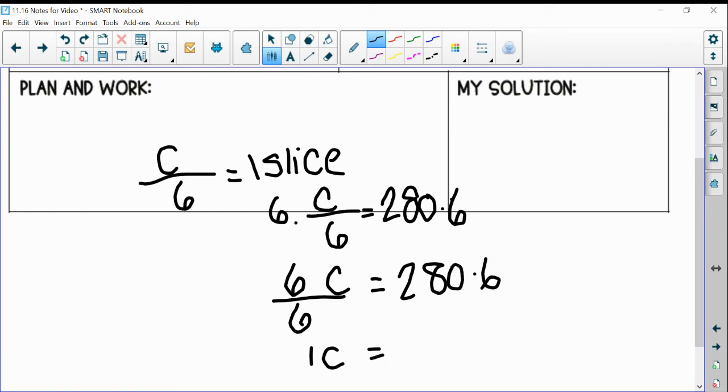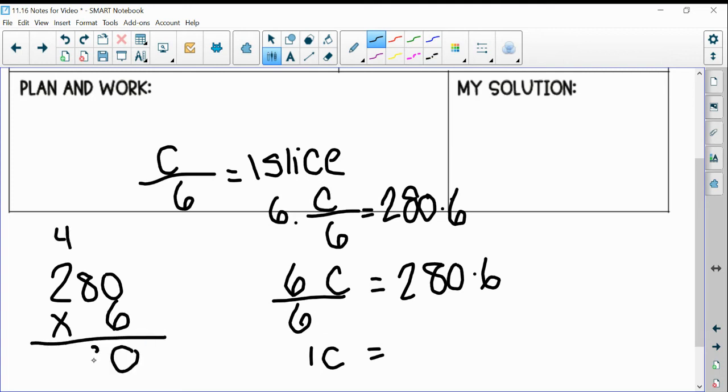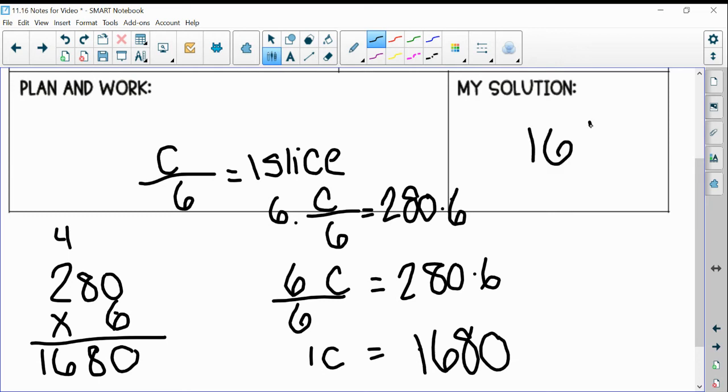And let's go ahead and figure out what 280 times 6 is. 0 times 6, 0. 6 times 8, 48. 6 times 2 is 12, plus the 4 we carried is 16. So the whole calories of the cake is going to be 1,680. So my solution is that in that whole cake, there are 1,680 calories. Awesome.